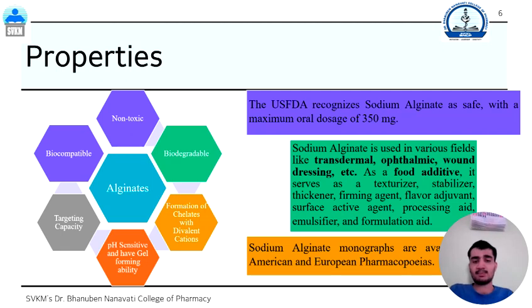The regulatory aspect of sodium alginate: the US FDA recognized sodium alginate as safe, with a maximum oral dosage of 350 milligrams. Sodium alginate is used in various fields like transdermal, ophthalmic, wound dressing, etc. It may be used as a food additive, where it serves as a stabilizer, thickener, foaming agent, flavor adjuvant, protecting agent, emulsifier, and formulation aid. Sodium alginate is available in the American and European pharmacopoeia.